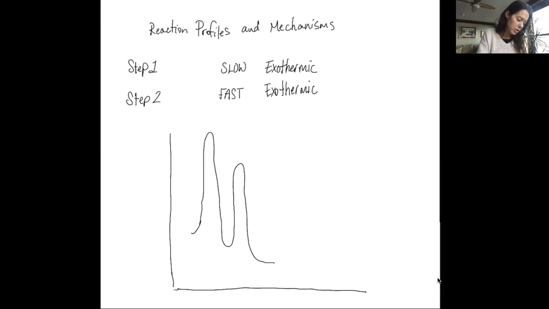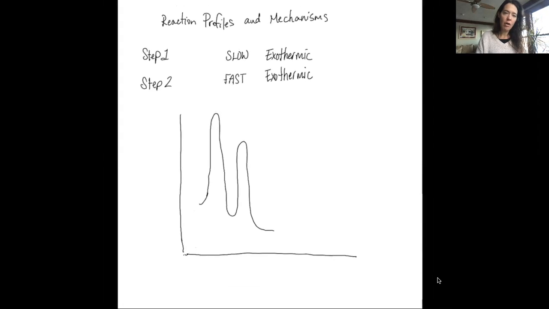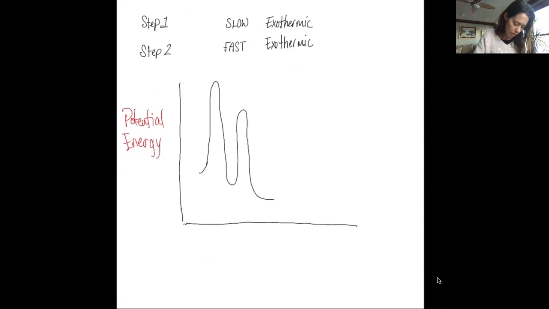So here's a graph. Here's, first of all, a generic mechanism, okay, with our step 1 and our step 2. We know the first step is slow and the second step is fast. And I have already drawn a reaction profile. So let's just look at it a little bit more closely. Over here, we've got the potential energy. You might want to pause and draw your profile. Down here, we have the reaction coordinate.